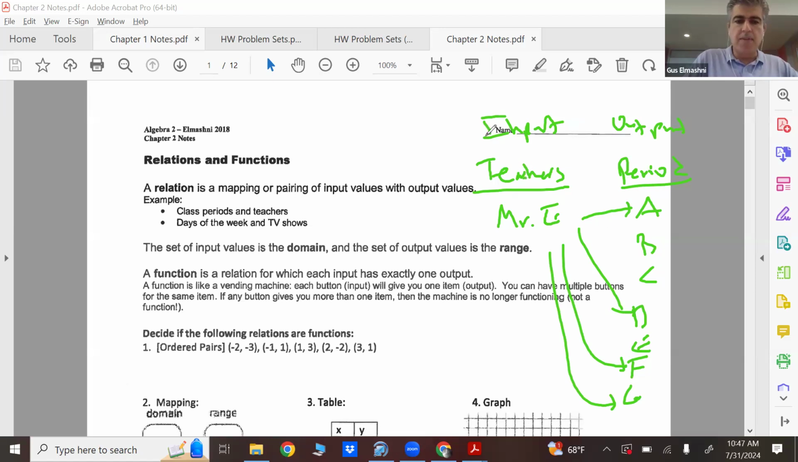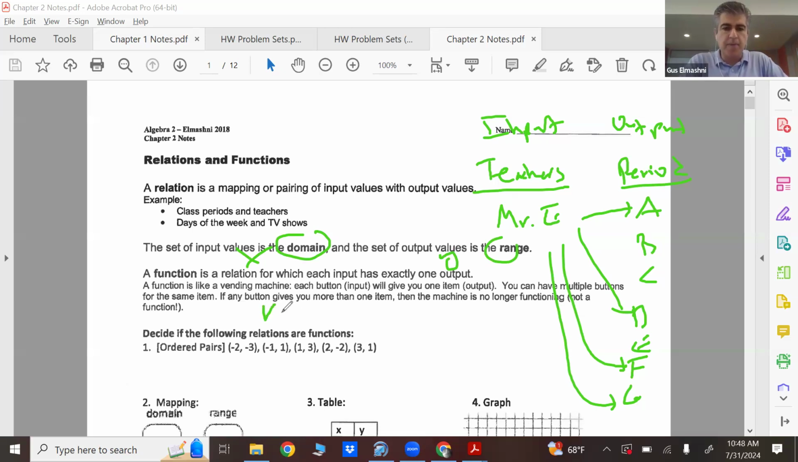Or days of the week in TV shows, like what TV shows show up on certain days of the week. That's more on real TV, not the streaming. Streaming can watch whatever you want. But the input values is called the domain. That's basically x. The output values are called the range. That's y. Now, a function is a relation in such a way where for each input is exactly one output.